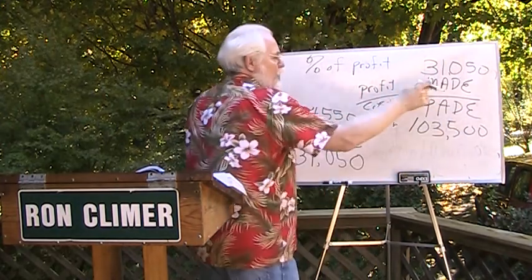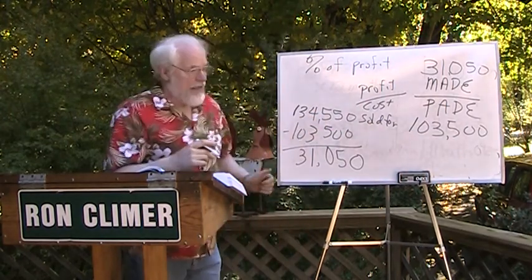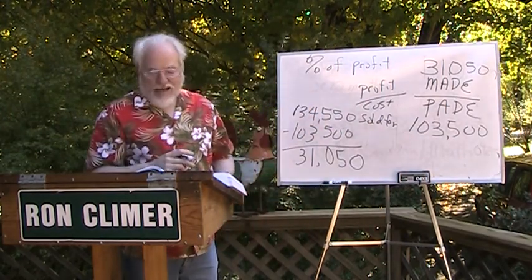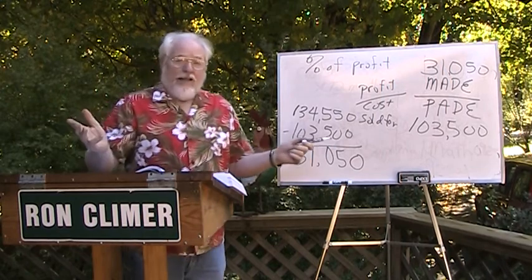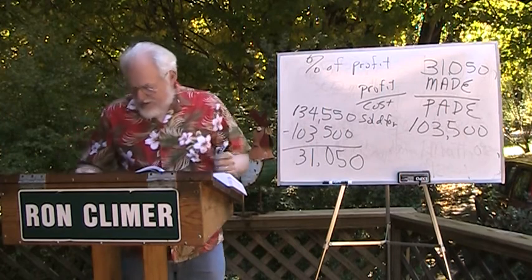So what we made was $31,050. What you made divided by what you paid. What you made divided by what you paid. This is so simple you don't even have to know how to spell. Alright? Let's see.